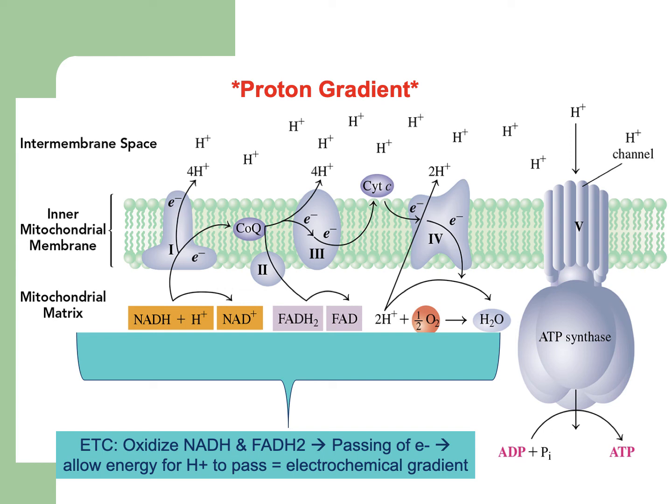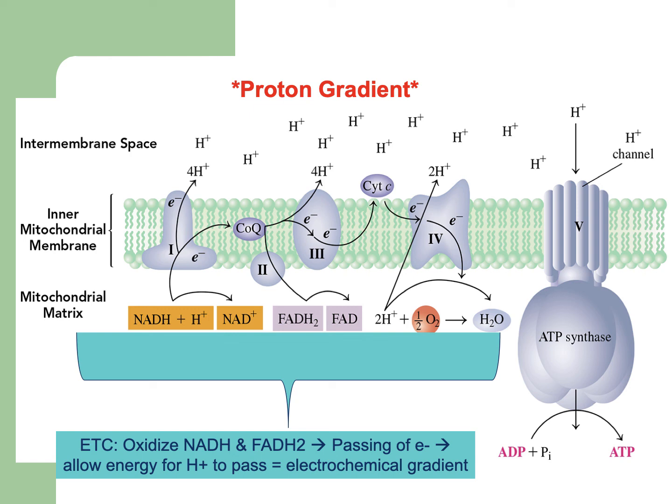Complex 2 oxidizes FADH2 to FAD. The combined electrons from complex 1 and 2 are carried by ubiquitone to complex 3, and 4 hydrogen protons are pumped across the membrane at complex 3. Cytochrome C then transports the electrons from complex 3 to complex 4, and 2 hydrogen protons are pumped across the membrane. So in total, we had 4 hydrogen protons on complex 1, 4 pumped across at complex 3, and 2 pumped across at complex 4, for a total of 10 hydrogen protons pumped across the membrane.